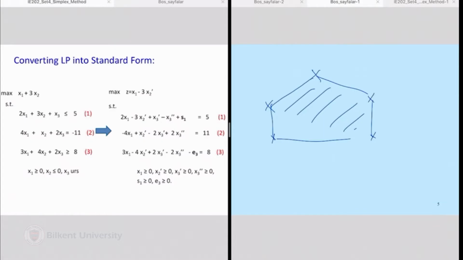So corner points are exactly our basic solutions of the Ax equals b system. The potential feasible solutions in my feasible region, the corner point solutions in higher dimensions, are exactly the basic feasible solutions in algebraic terms. Okay, so what is a basic feasible solution then?